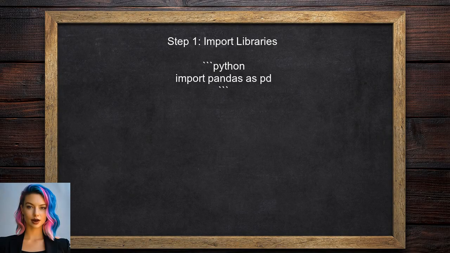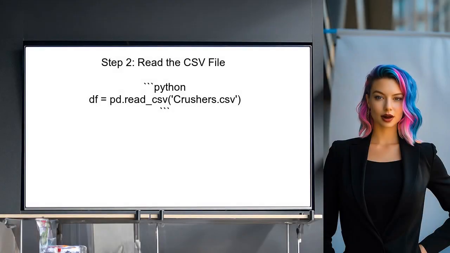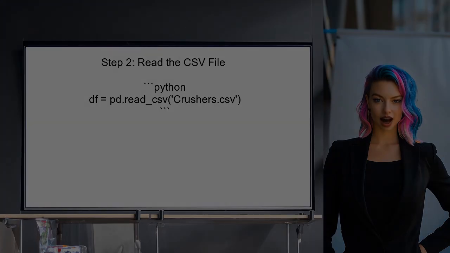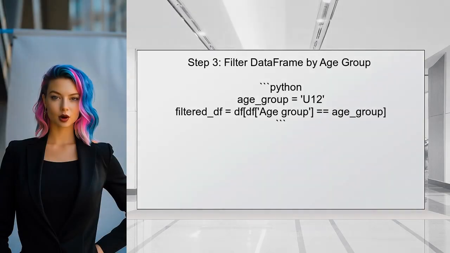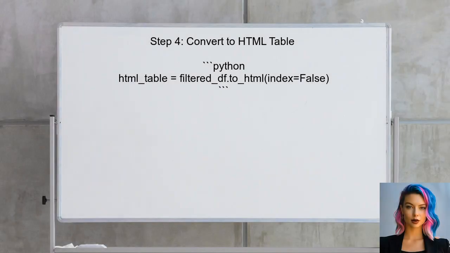To begin, the user should import the necessary libraries. We'll need the pandas library to handle the CSV file and the HTML generation. Next, the user should read the CSV file into a data frame. This allows us to easily manipulate and filter the data based on the age group. Now, the user can filter the data frame for a specific age group. For example, if the user wants to see data for the under 12 age group, they can use the following code.